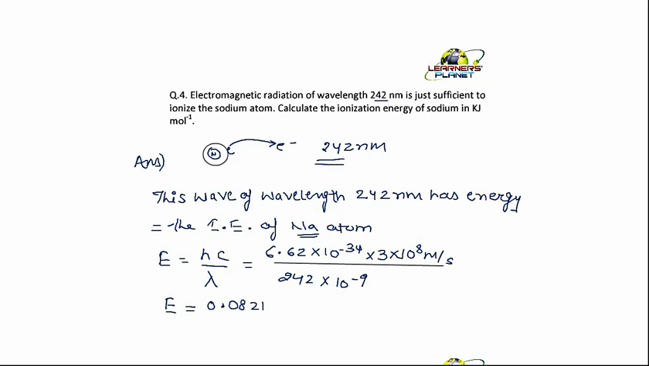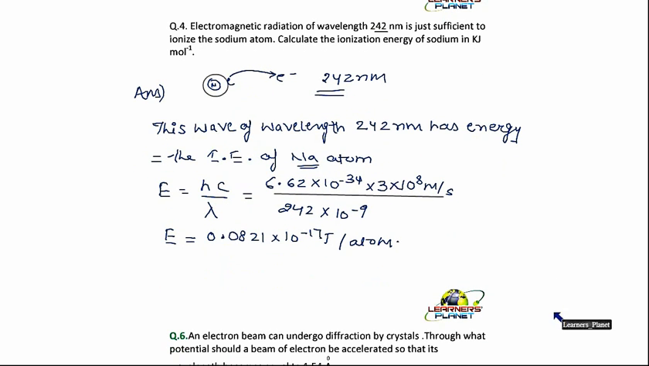So the energy comes out to be 0.0821 into 10 to the power minus 17 joule per atom. So students, this is the ionization energy of one atom. What is asked? Calculate the ionization energy of sodium in kilojoule per mole. So this is in joule, and this is for one atom.